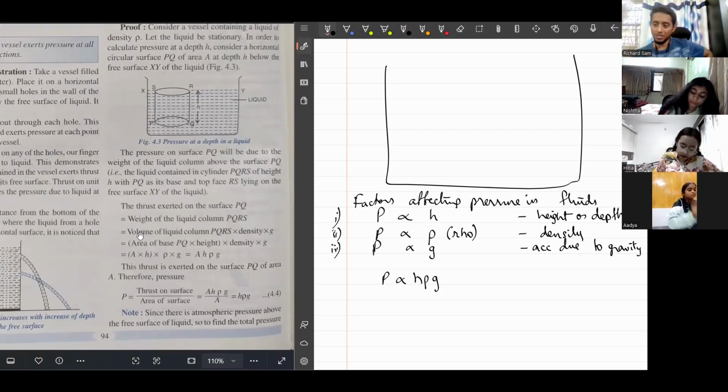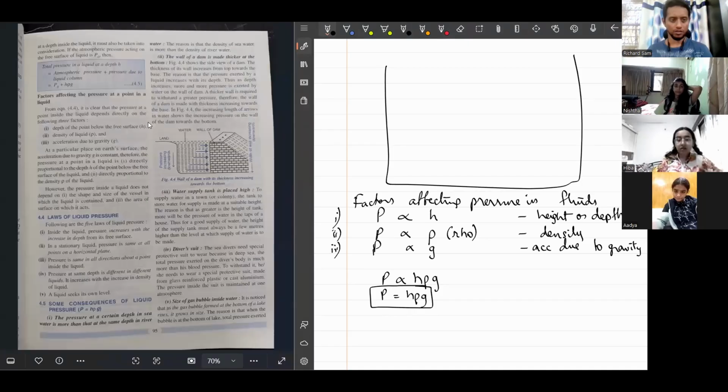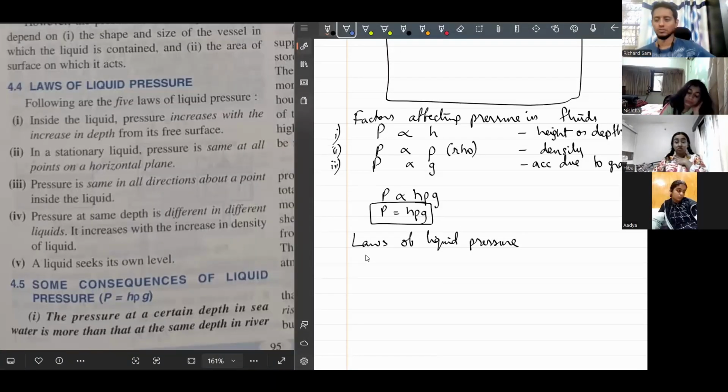Okay. Now, from this relationship, from the factors affecting pressure, they have derived the formula for pressure inside a liquid, which is P is equal to H rho G. We're converting this relationship into this formula, H rho G. Write down the formula. Okay, done.